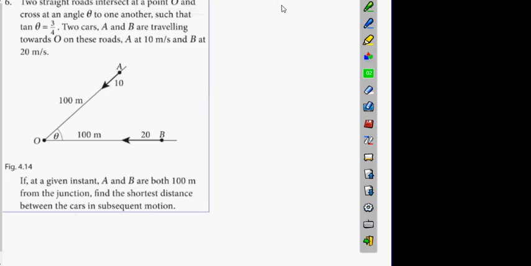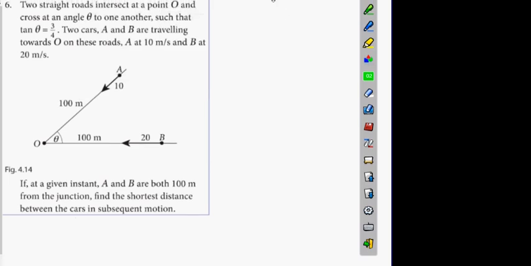What we're looking at here is question 6. Two straight roads intersect at point O and cross at an angle theta to one another such that tan theta equals 3/4. Two cars A and B are travelling towards all of these roads, A at 10, B at 20 meters per second. The first thing I'm going to do is find out what A is. So I'm going to redraw my diagram.